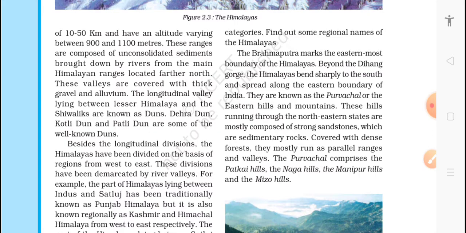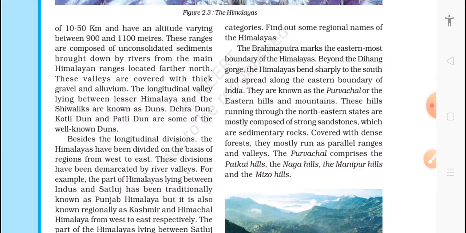The hills running through the northeastern states are mostly composed of strong sandstones, which are sedimentary rock. So, in previous classes, I have discussed what sedimentary rock is and how it is formed. They are covered with dense forest. They mostly run as parallel ranges and valleys. The Purvanchal comprises the Patkai Hills, Naga Hills, the Manipur Hills, and the Mizoram Hills. These are on the east side of our country.